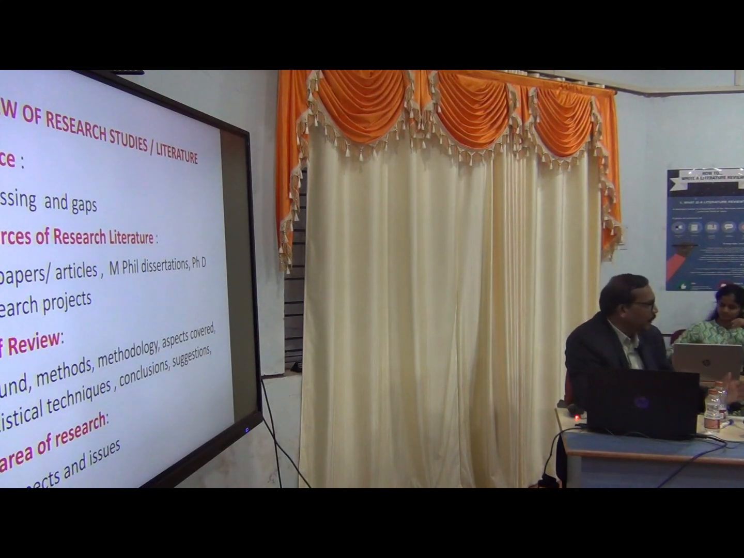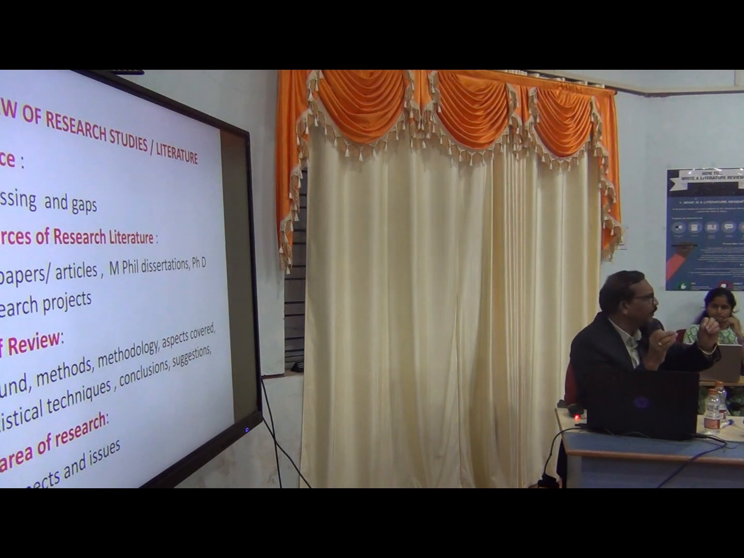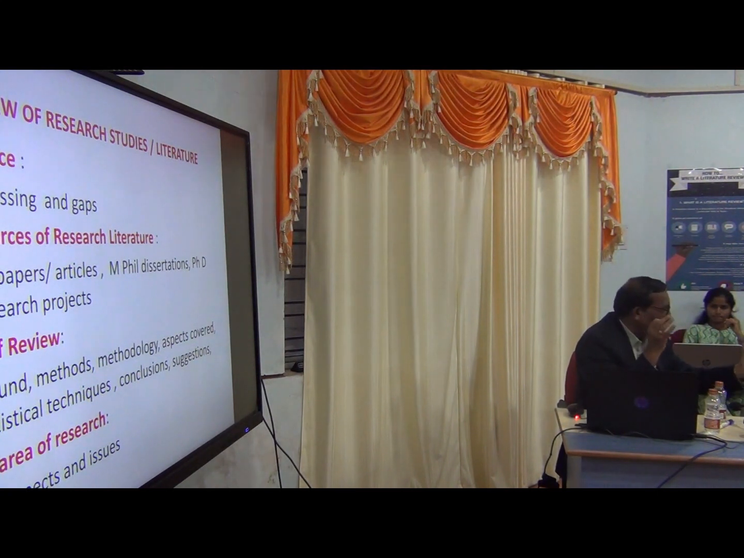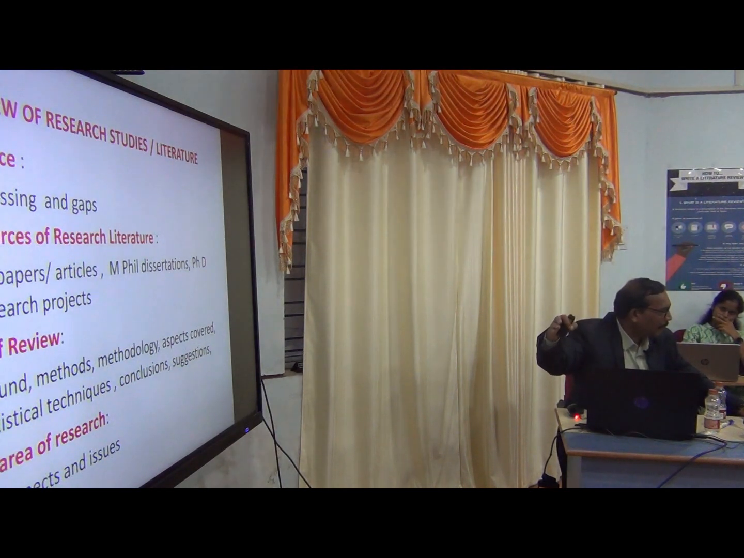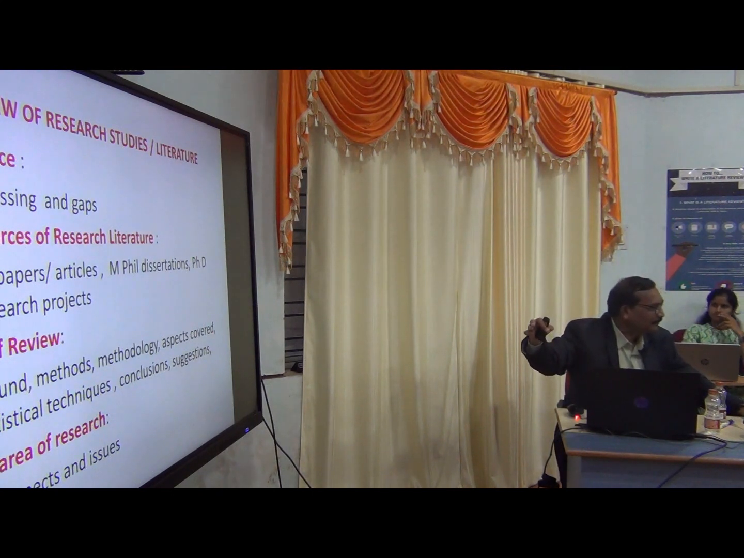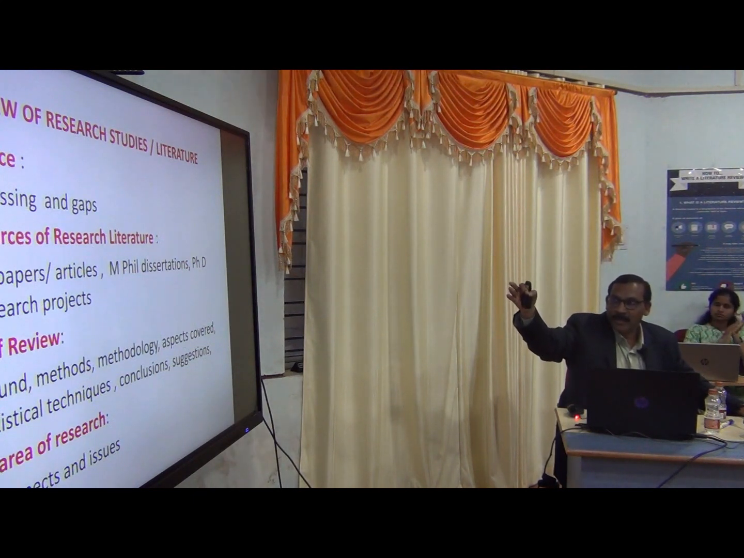Suppose I am working on higher education, and whatever literature I have gone through relates to the gross enrollment ratio only. And I didn't find any research on expenditure on education. So that is a gap. Nobody has worked on expenditure on education. So that gap is our study area. So to identify what gaps are there, what misses are there. Lapses has a negative meaning, so I should not use that. That is the intention, the importance and significance of carrying out a review of research literature.